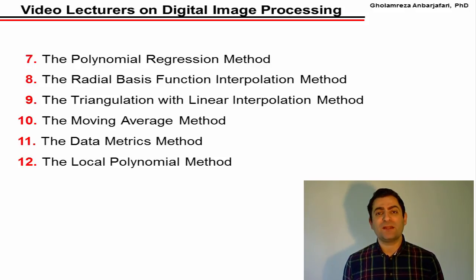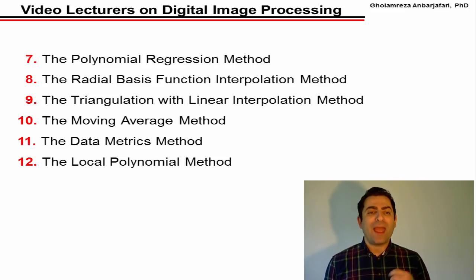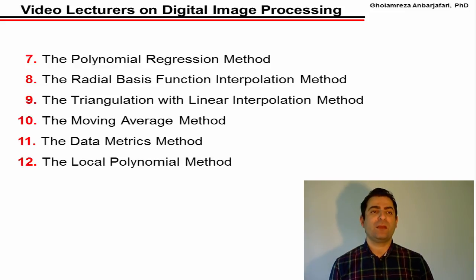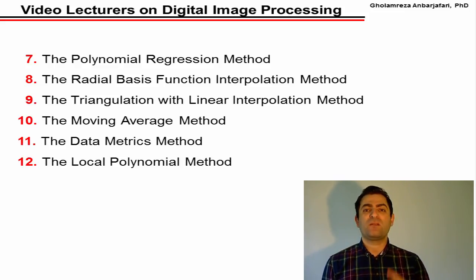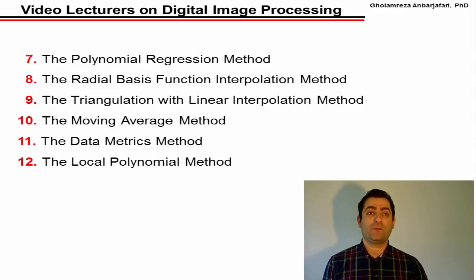The 10th method is the moving average method. The moving average method assigns value to grid nodes by averaging the data within the grid node's search elements. We will refer to the moving average method later in order to remove some noises. Not for the interpolation, of course.